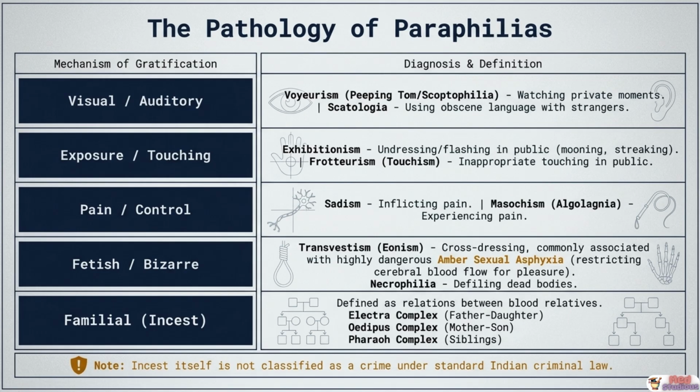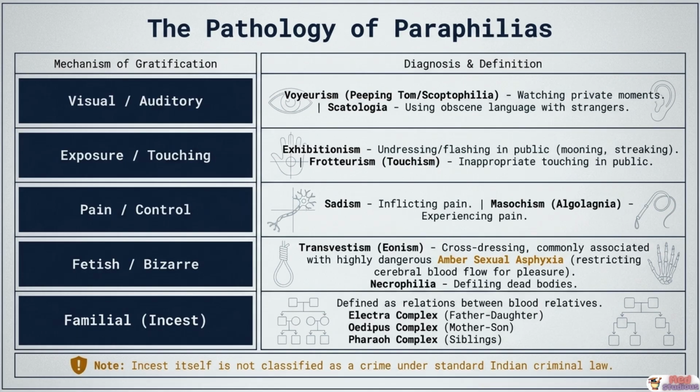Visual and auditory paraphilias include voyeurism, also called scoptophilia or the peeping Tom disorder, characterized by persistent arousal from observing unsuspecting individuals in private moments. Scatologia involves obtaining gratification through making obscene telephone calls to strangers.